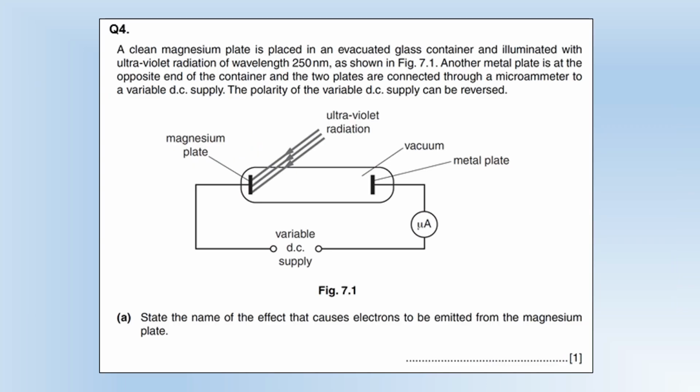Okay, so we've got a magnesium plate in an evacuated glass container, and it's being illuminated with ultraviolet radiation, also known as a photocell quite often. There's another metal plate at the opposite end, and the 2 plates are connected through a microammeter to a variable DC supply. The polarity of the DC supply can be reversed. Okay. State the name of the effect that causes electrons to be emitted. That would be the photoelectric effect.